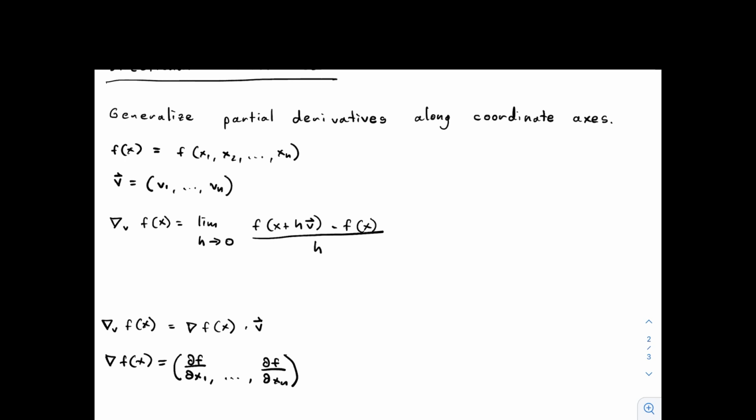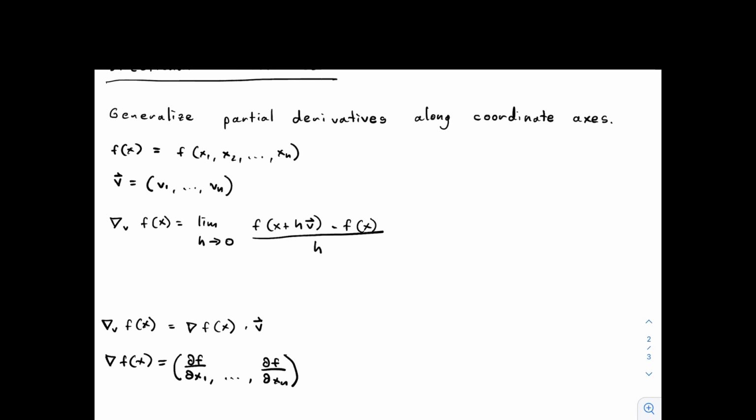A much more user-friendly formula would be del f of x dot v, where del f, the gradient of our function f, is defined as the vector of partial derivatives, starting with the partial derivative with respect to x1 in the first coordinate, all the way up to the partial derivative with respect to xn in the nth coordinate.